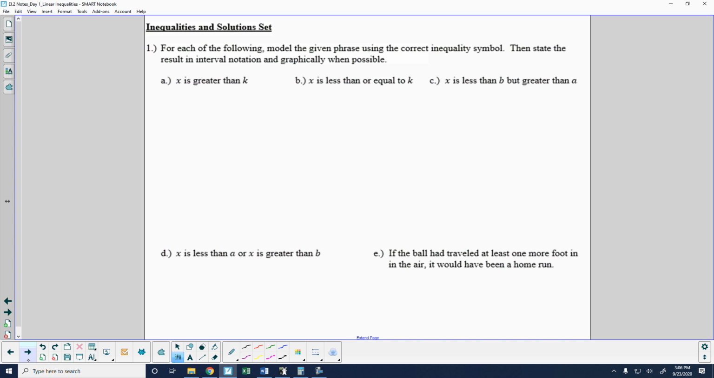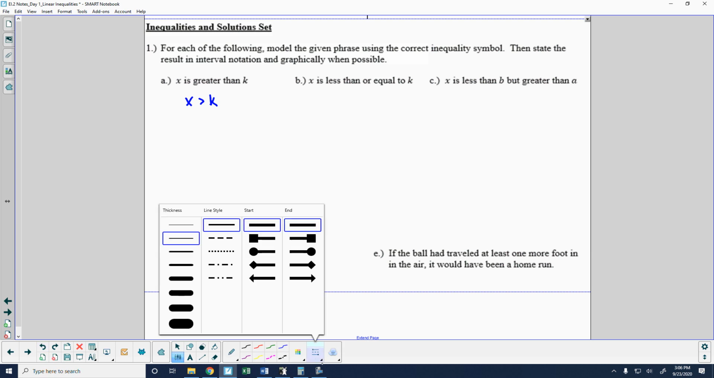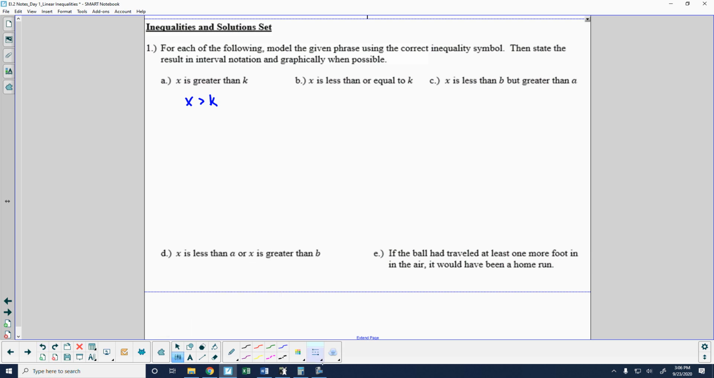So let's jump right into problem 1a. It says x is greater than k. Remember that we had these inequality symbols that look kind of like a part of a triangle. Those symbols we are going to use to help us represent values in relation to one another. So how we would write x is greater than k is x, and that symbol right there means is greater than k. The opening of the symbol is to the expression that has greater value, in this case x. So this would be the inequality.